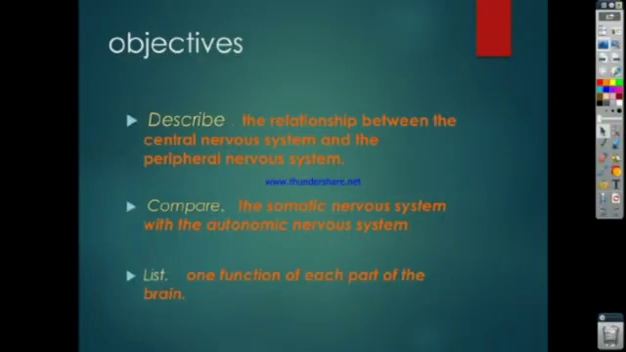We have many objectives in this lesson. First of all, we will describe the relationship between the central nervous system and the peripheral nervous system. Then we will compare the somatic nervous system with the autonomic nervous system. Finally, we will list one function of each part of the brain.